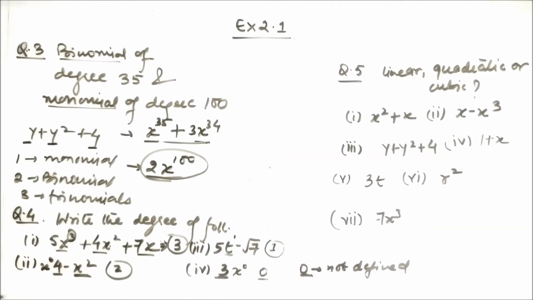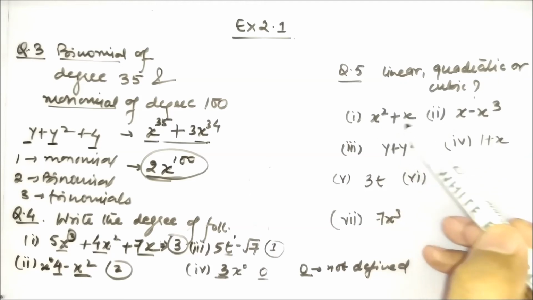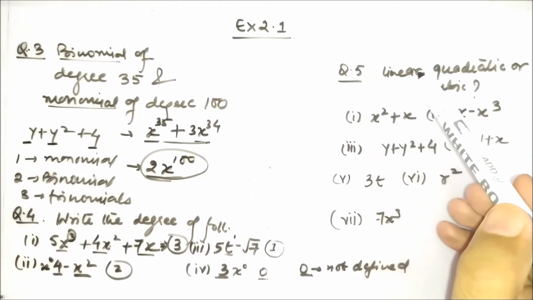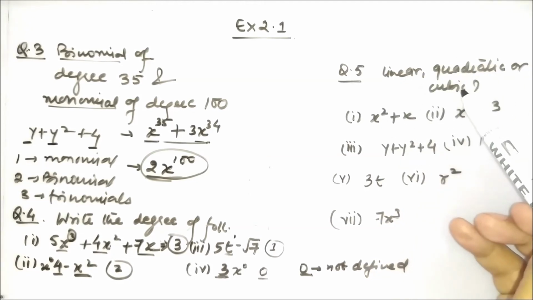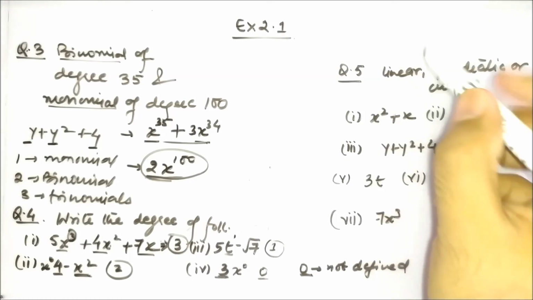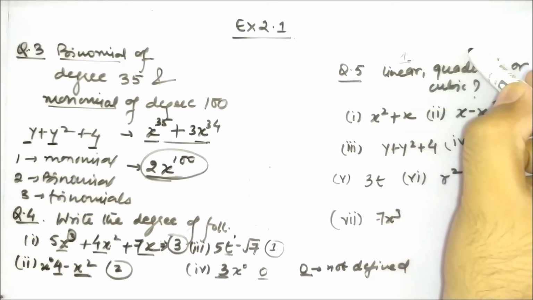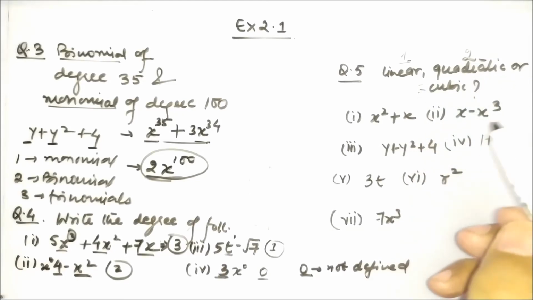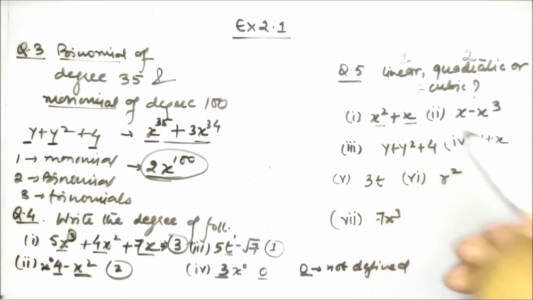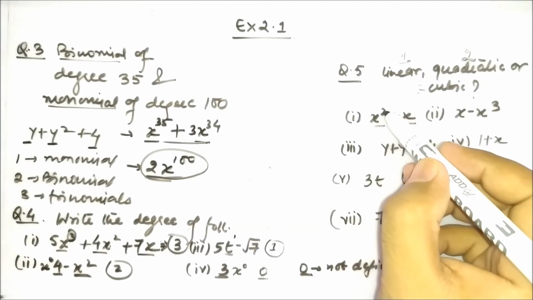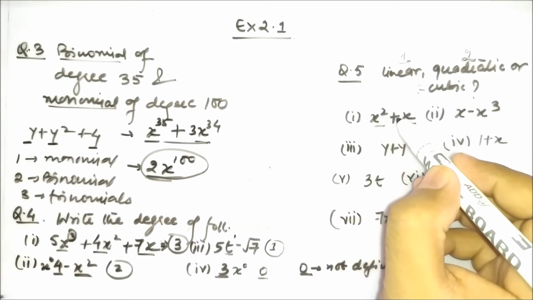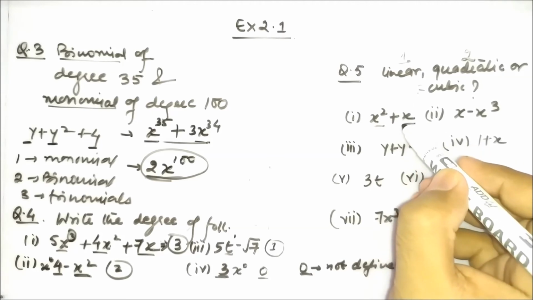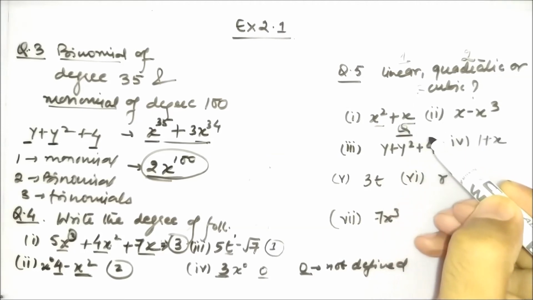Now according to degree, we need to classify it as linear, quadratic or cubic in question number 5. So first we have to see the degree, then we will classify it under linear, quadratic or cubic. If the degree is 1, it is linear. If the degree is 2, it is quadratic. If the degree is 3, it is cubic. Okay. Now this is having two terms with a variable of highest power 2. So if the highest power is 2, the degree is 2. So it can be classified under quadratic.